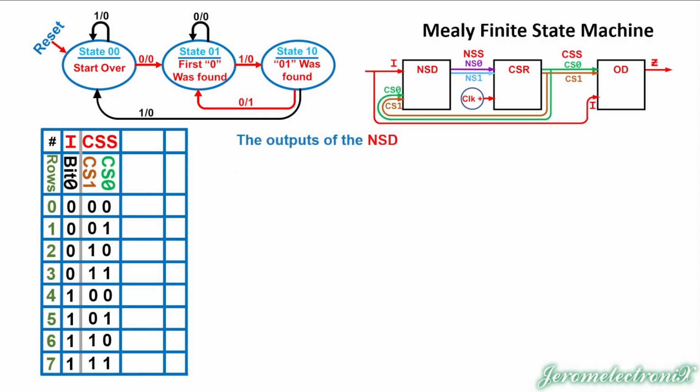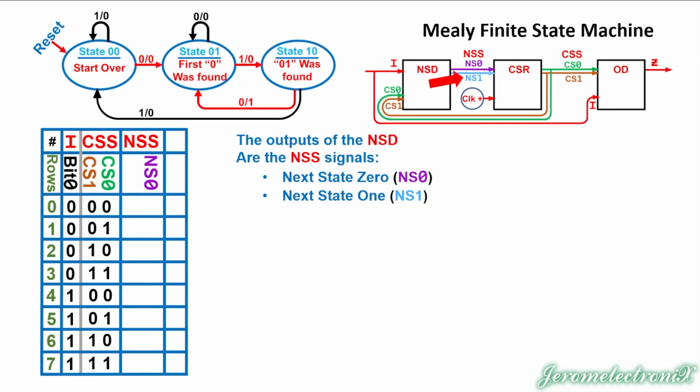Okay, so the outputs of the NSD are the NSS signals. This first box, the NSD, next state decoder, decides what the next state is based on the inputs in our state graph, and it will tell the CSR what the next state is with the NSS signals, NS0 and NS1. So there's the next state output, and next state 0 is one of the outputs, and another one of the outputs is next state 1. Those are the two feeds that go into the two flip-flops.